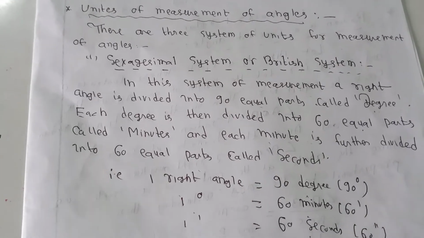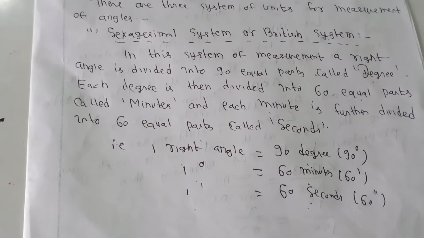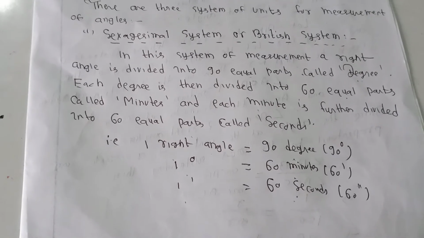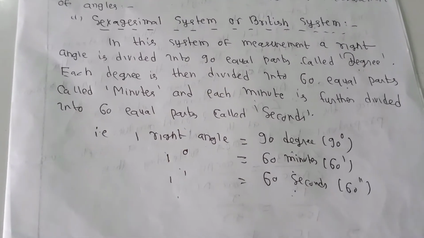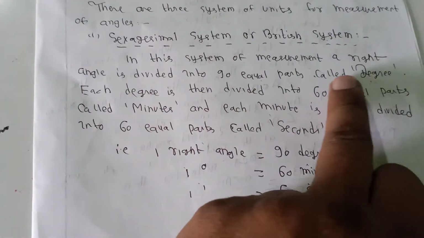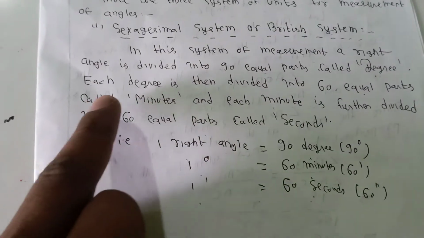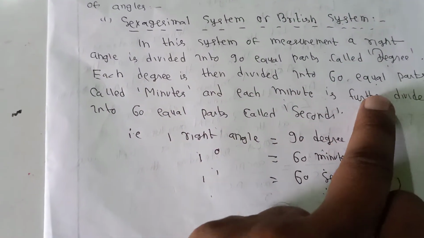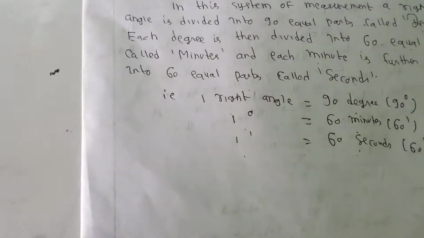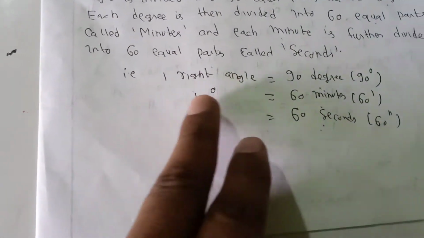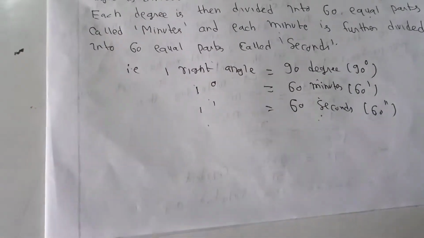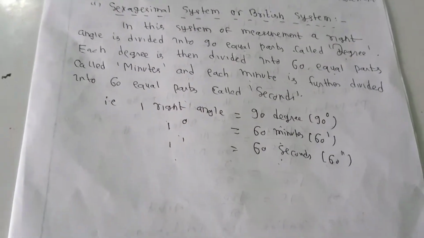First, sexagesimal system or British system. In this system of measurement, a right angle is divided into 90 equal parts called degrees. Each degree is then divided into 60 equal parts called minutes, and each minute is divided into 60 equal parts called seconds. That is, one right angle equals 90 degrees, 1 degree equals 60 minutes, and 1 minute equals 60 seconds.